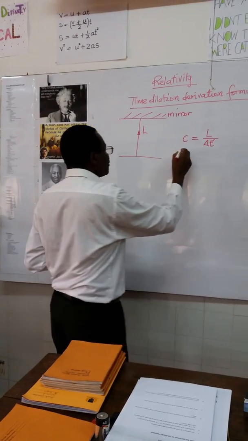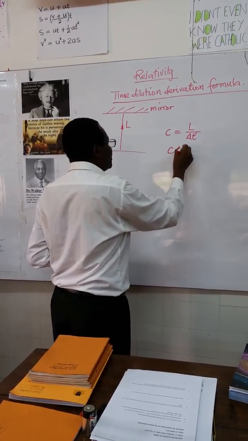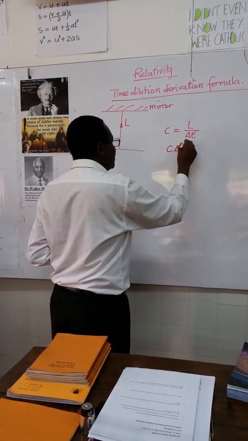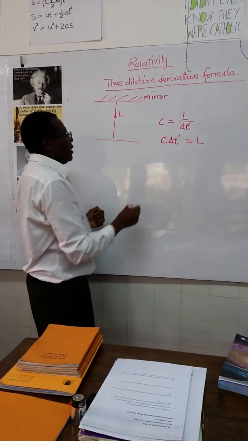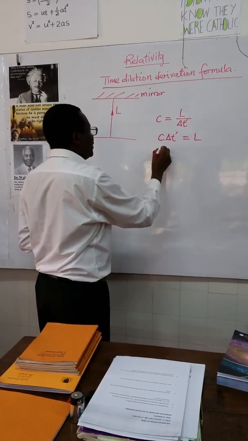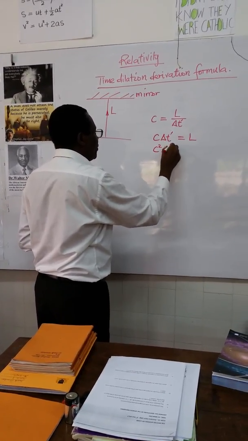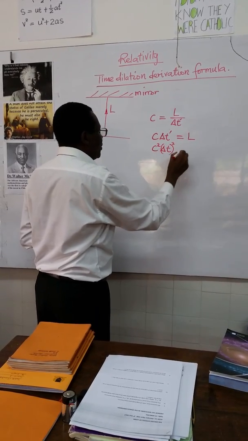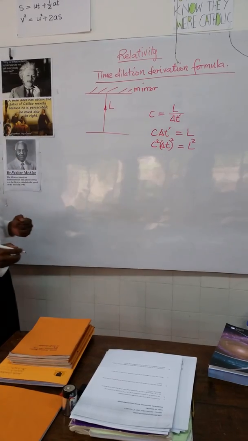That will be proper time. So this leads us to conclude that c times change in time prime is equal to L, and this would imply that if we square both sides, this would be the same as what we have there.